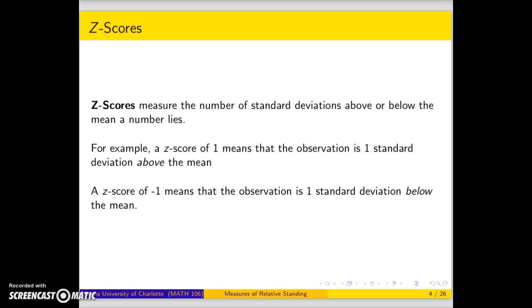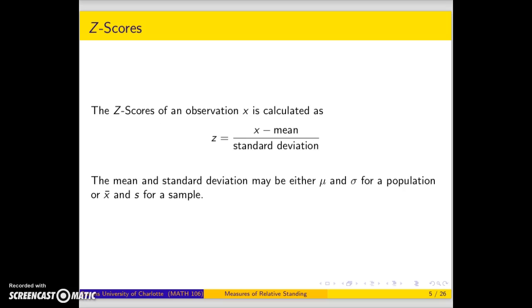So if your z-score is 1, that means you are one standard deviation above the mean. Whereas a z-score of -1 means you are one standard deviation below the mean. So negative values mean below the mean and positive values mean above the mean. Here's the z-score formula like we have seen before, where you're converting using x minus the mean and then divided by the standard deviation. I didn't put the symbols for the mean and standard deviation because this formula is true for the population as well as the sample.